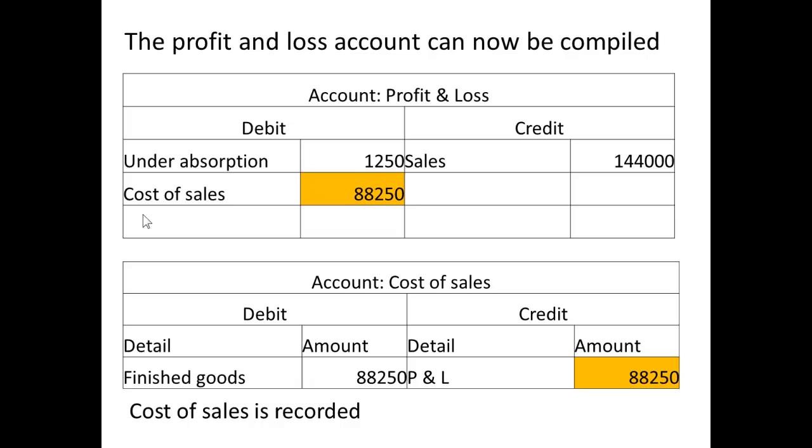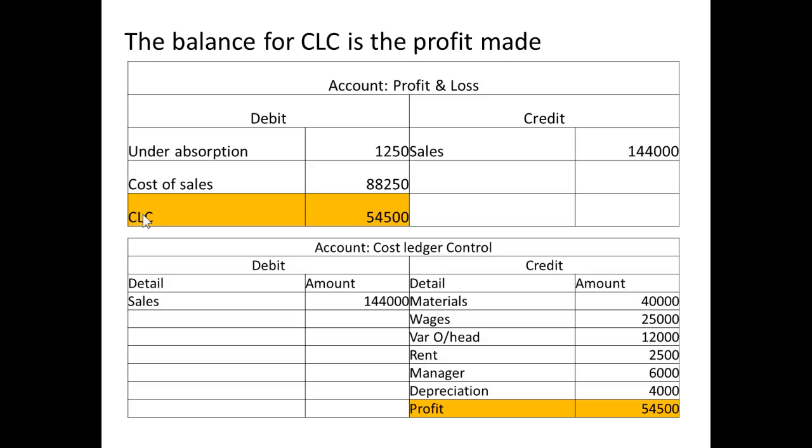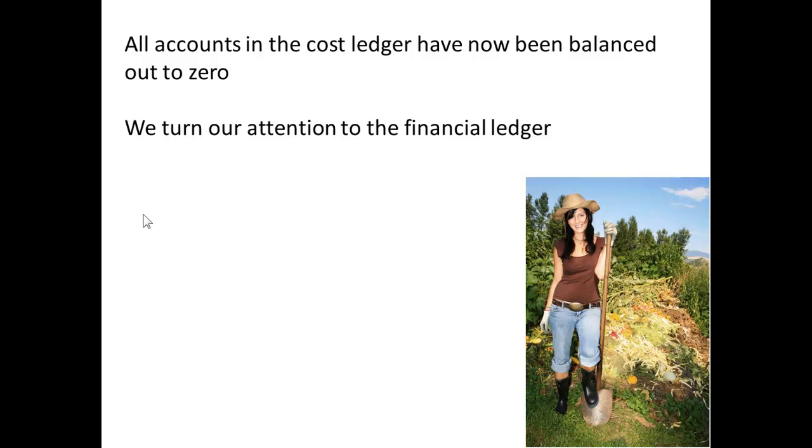We debit the cost of sales, so we're going to credit the cost of sales account and debit cost of sales to our profit and loss account. Similarly, we're going to debit our sales and credit the profit and loss account with sales. And we've now got to balance our profit and loss account and also balance our cost ledger control account. And of course the figure that's missing is the profit, which is 54,500. All those accounts in the cost ledger have now been balanced out to zero.